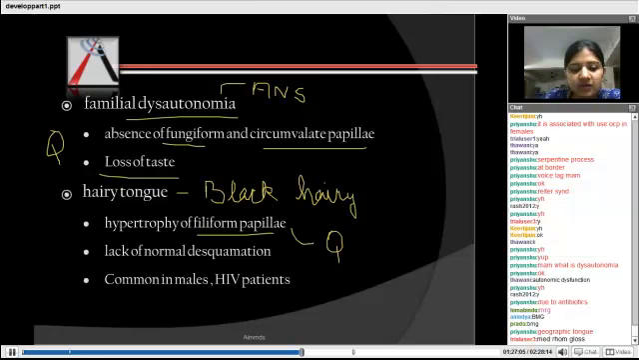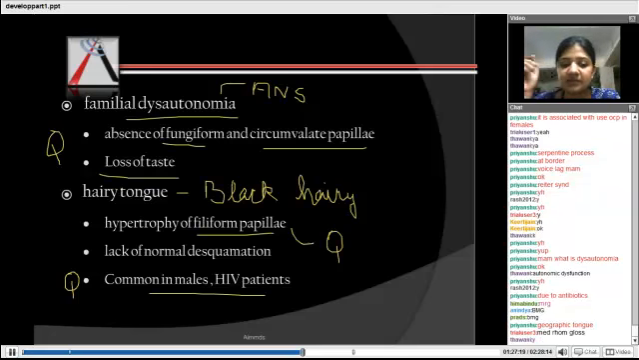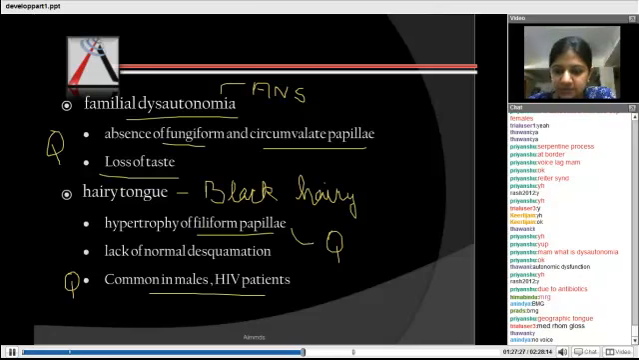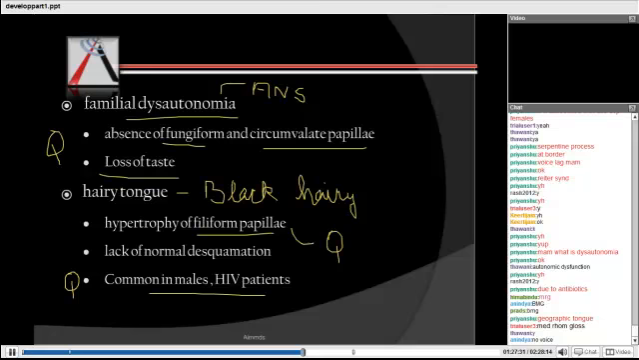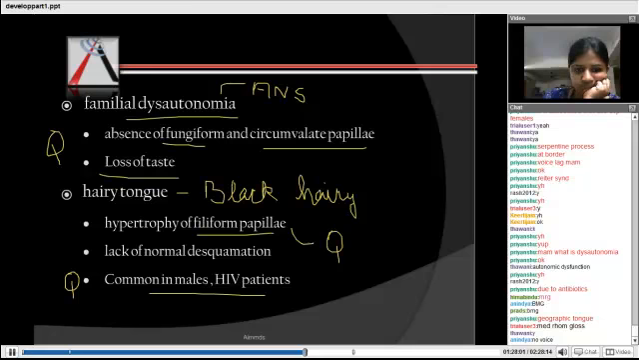And over here you have a lack of normal desquamation. It's common in males and HIV patients, which is again an MCQ. You will frequently find patients with HIV suffering from hairy tongue. And a patient who's consuming a lot of antibiotics is also prone to developing hairy tongue. And it's important that you don't get confused with hairy leukoplakia. They are two different conditions. Okay, hairy tongue common in males and HIV patients.